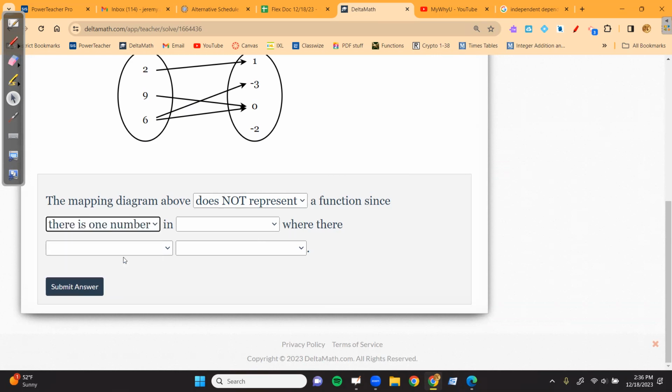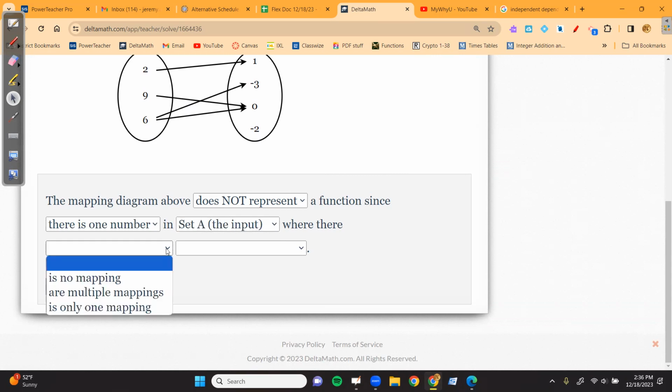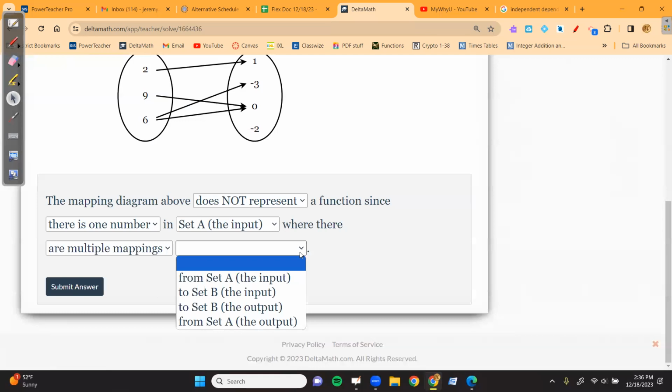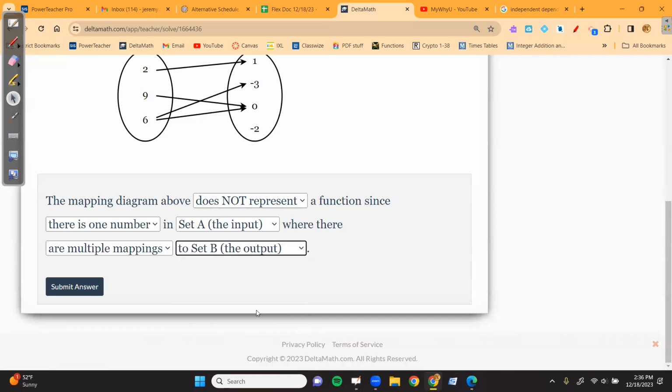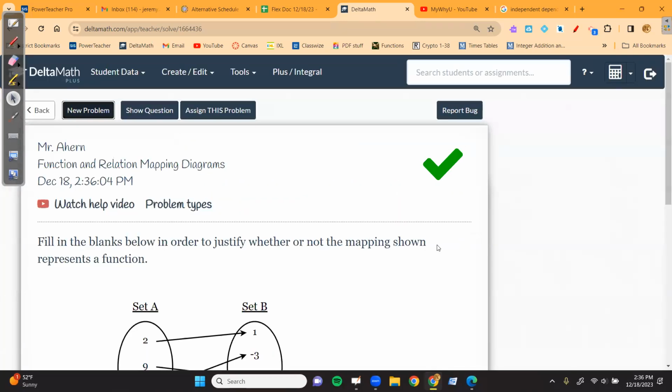There is a culprit. There is one number in set A, the input, where there are multiple mappings to set B. So basically, that's how your answers are going to go down. And that's okay. It's a little annoying at first, but it does drive the point home. And I was talking to Mr. Roscoe about this earlier. If you struggle with those, just take your hand and cover up set B. Set B doesn't matter, right? To be a function or not a function really is determined by how set A is behaving, right?